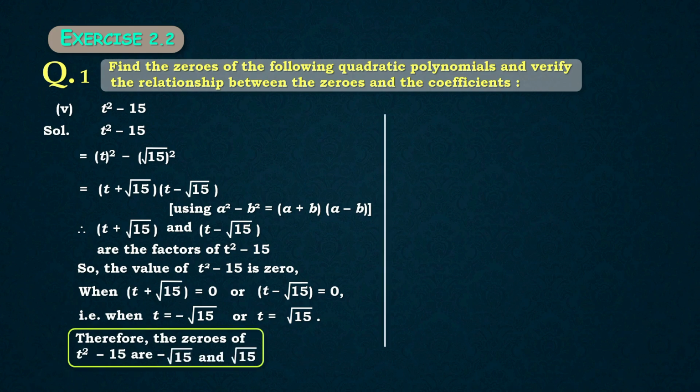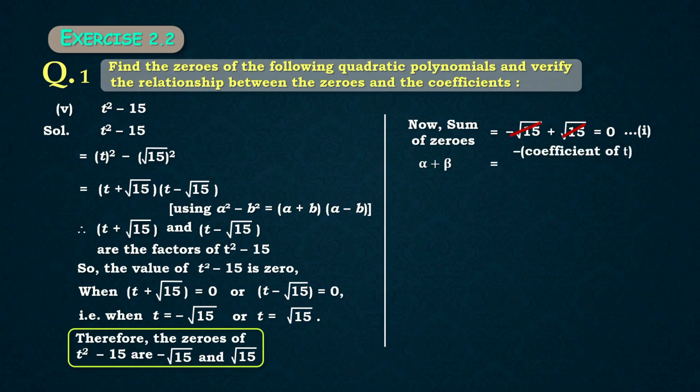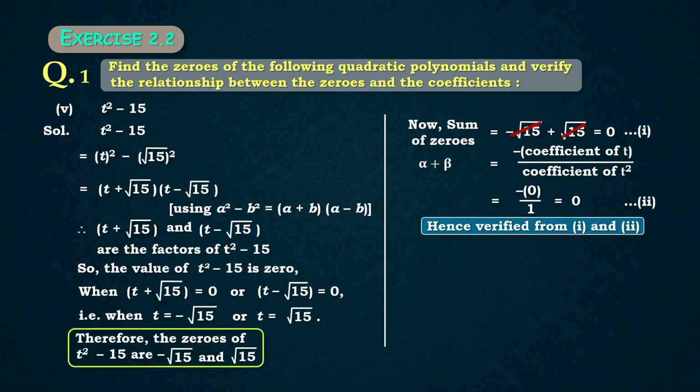Now let us verify the relationship between the zeros and the coefficients. First, we find the sum of the zeros. Minus root 15 plus root 15 equals 0. According to the formula, the sum of zeros is equal to negative of the coefficient of t divided by the coefficient of t squared. In this polynomial, there is no t term, so the coefficient of t is 0. The coefficient of t squared is 1. So negative 0 divided by 1 equals 0. Both values are equal. So the first relationship is verified.